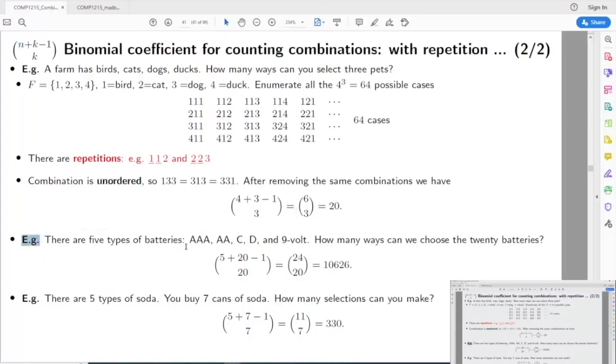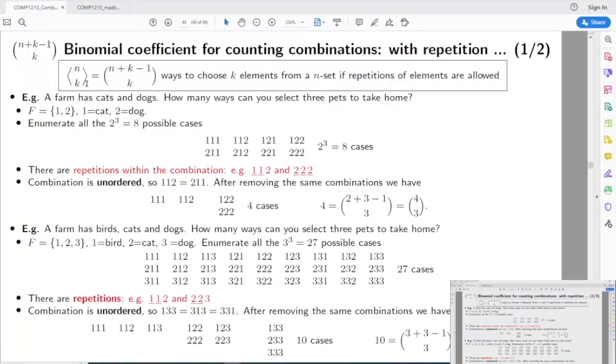Another example, you have 5 types of battery: AAA, AA, C, D, and 9 volt. How many ways can you choose 20 batteries? That means you can have 20 batteries, all of them AAA, or all of them 9 volts, or some combination of them, because you allow repetition. So it's not binomial. It's this thing. What is this thing? Diamond bracket. You can think of the diamond as allowing repetition. The curve does not allow.